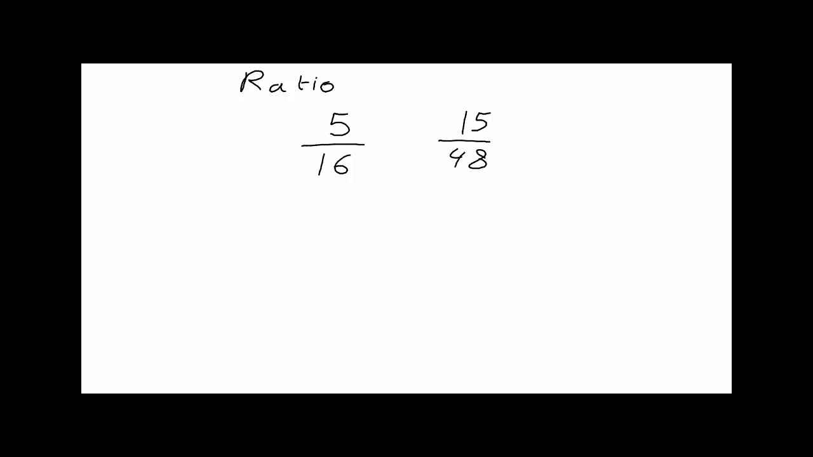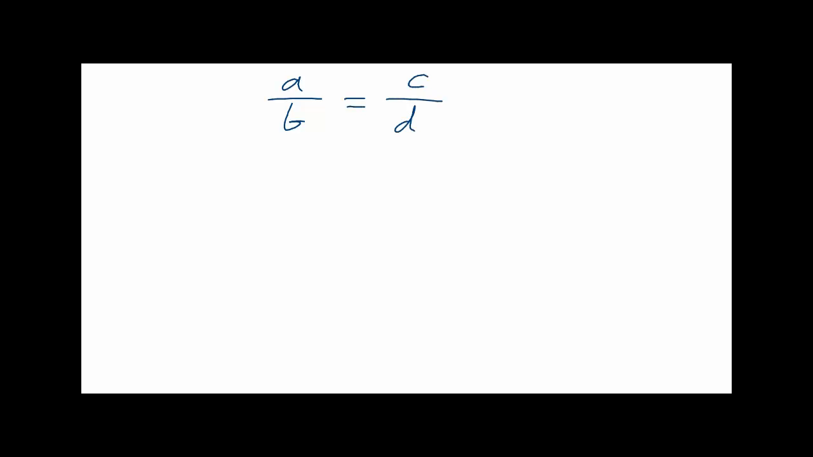But if two ratios are equal, we can say that we have a proportion. So, the equality between two ratios is a proportion. If A over B is equal to C over D, we say that we have here a proportion. Also, we can write it in another way: A to B is equal to C to D.